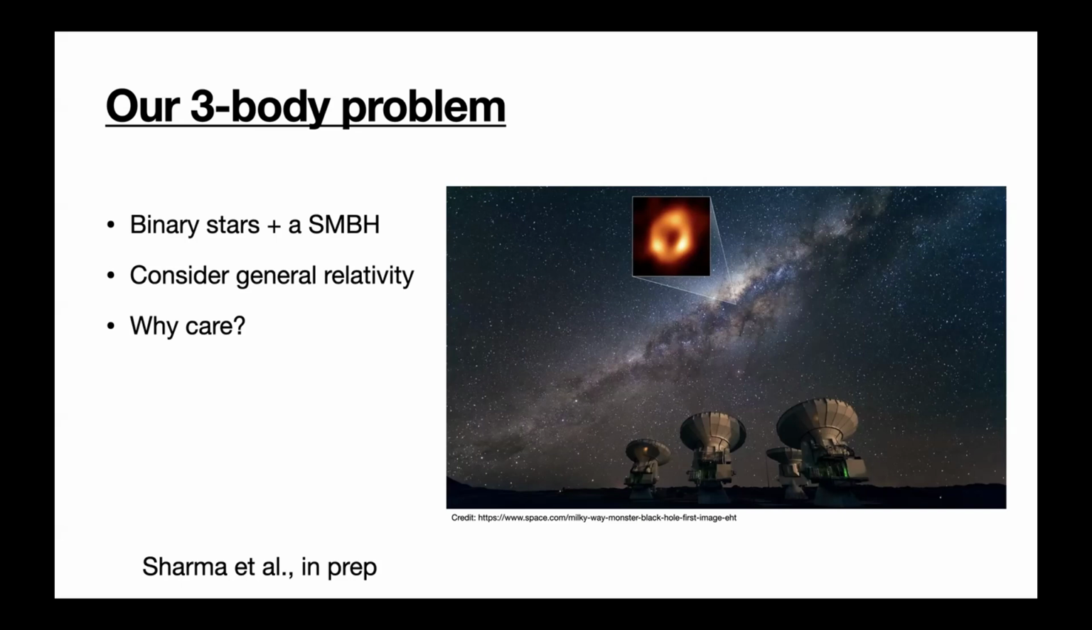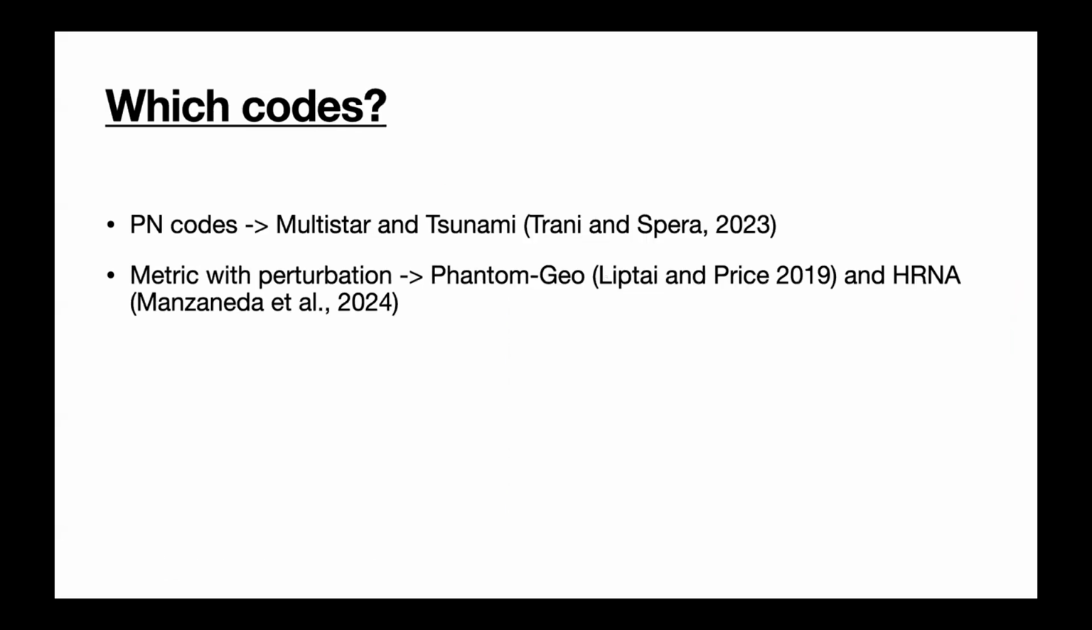This is a hard problem to solve because you also need to consider general relativistic effects. To solve this problem, you would usually want to use numerical general relativity, but it's very expensive and very hard. So instead, there are two different methods to do this problem.